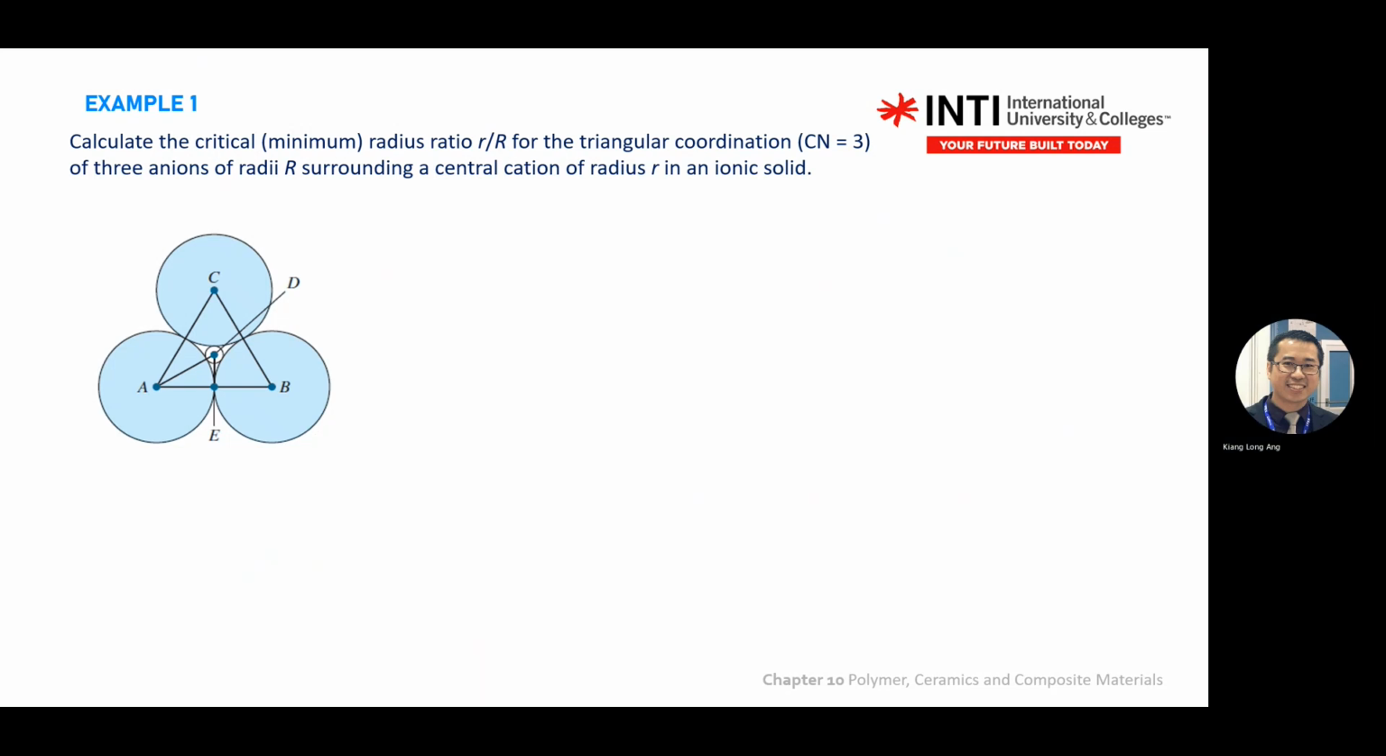Then again, recall the formula to calculate the radius ratio: positive charge radius divided by negative charge radius. You have to be sure which one is positive and which is negative. The center one is positive, the surrounding one is negative. In the question, it does not give you an exact number, but it gives you big R and small r. The small one is small r, the big sphere is big R.